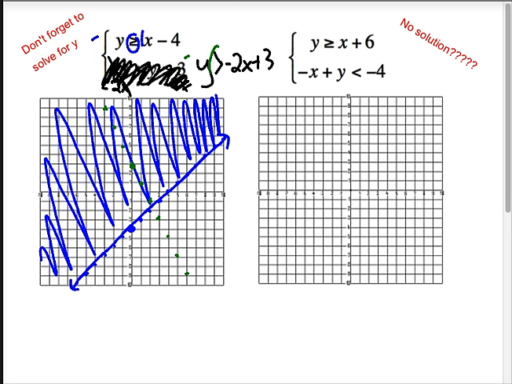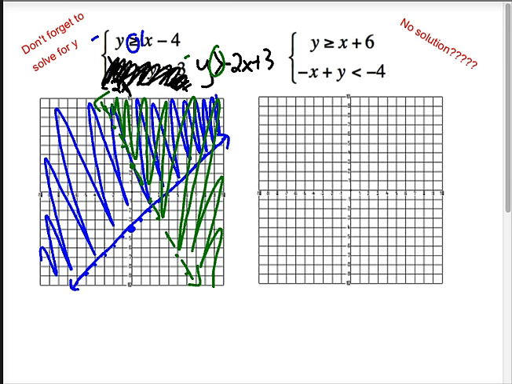Now I interpret my sign. Strictly greater than, so that means it's going to be dashed. And then I want greater than. So greater than means above my line. So I shade all of this.